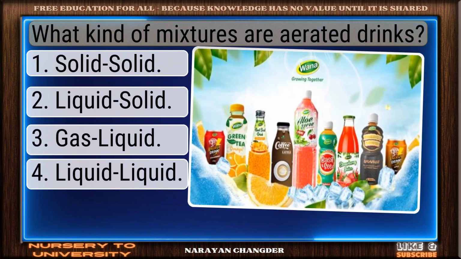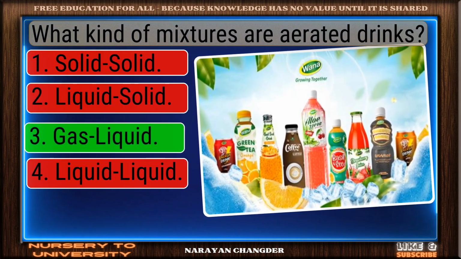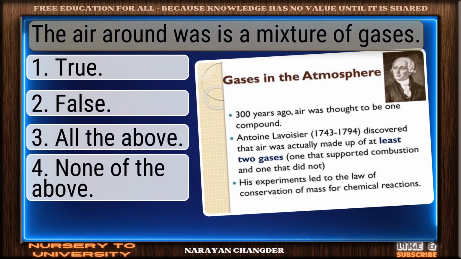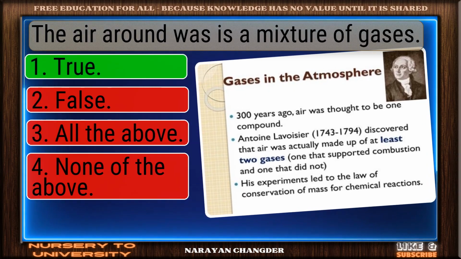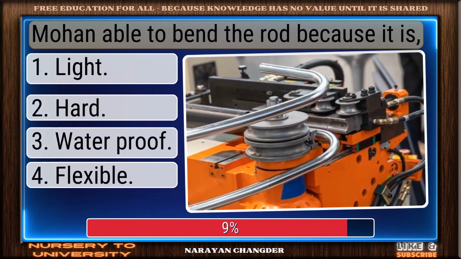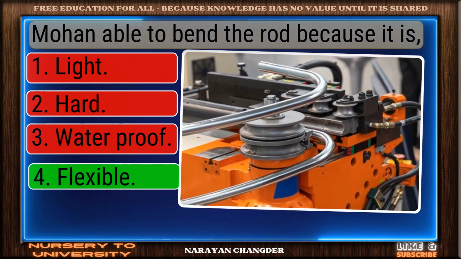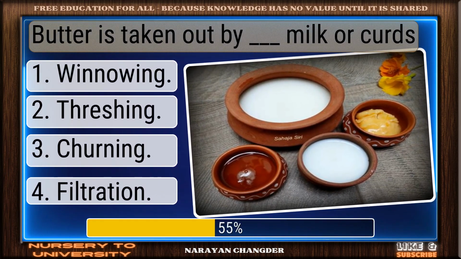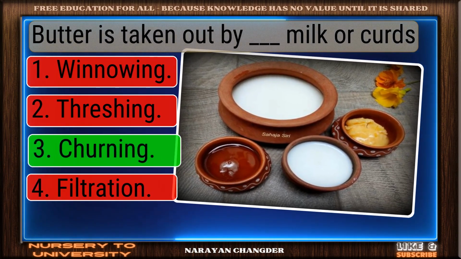What kind of mixtures are aerated drinks? Exactly. Gas liquid makes sense, and it is the right choice. The air around us is a mixture of gases. You chose true, and it is correct. Mohan is able to bend the rod because it is. Well picked. Flexible is the correct answer. Butter is taken out by dash milk or curds. Smart move. Churning is an accurate answer.